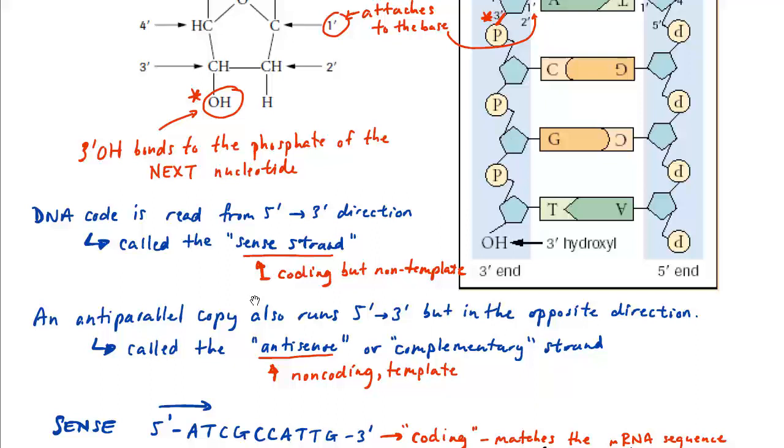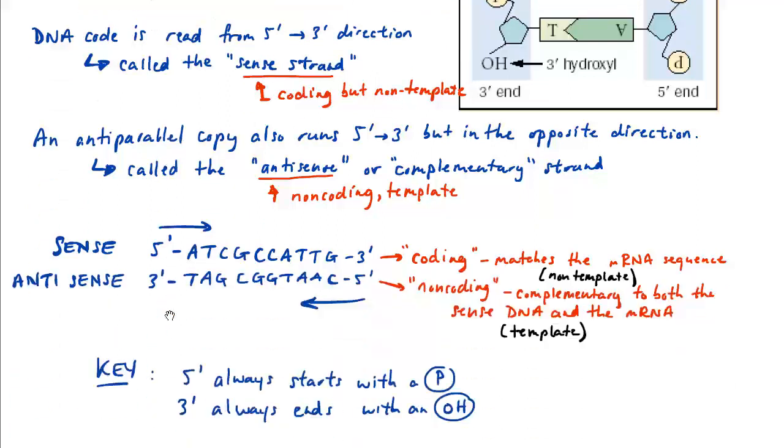Two other terms we use would be coding, but non-template, and then non-coding, but is the template. And that makes more sense when we start trying to use the DNA to actually make RNA so that we can get a protein out of it. So these terms will come up more so when we're talking about protein synthesis in a couple days from now. All right, but for now, please know that one is sense and one is antisense. Yes, they both run 5' to 3', but only one of them is actually used as the code to make a protein.